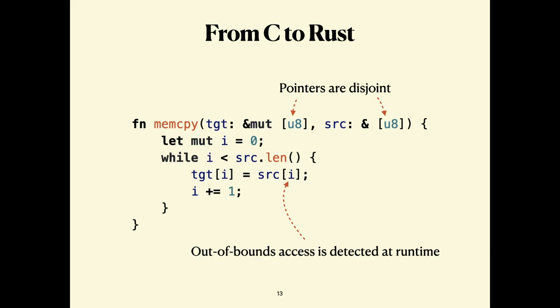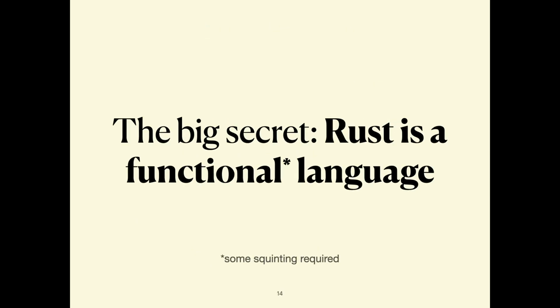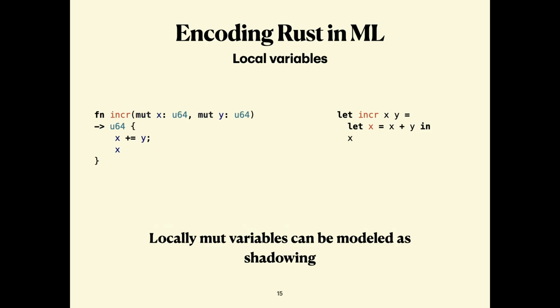So how do we take advantage of all this to actually verify Rust programs? And the trick is basically that Rust is actually, if you squint and look carefully, a functional language, right? What I mean by that is that we can interpret all of our Rust programs into equivalent functional programs that preserve the interesting semantics that we want to see in verification.